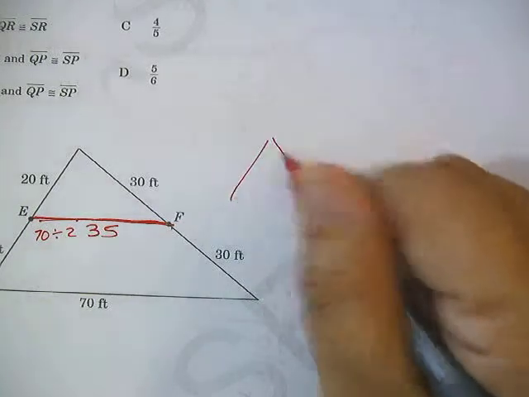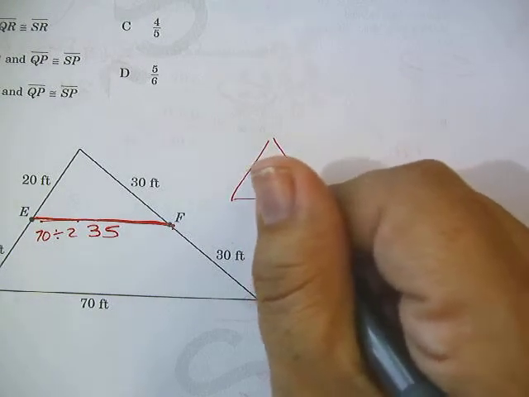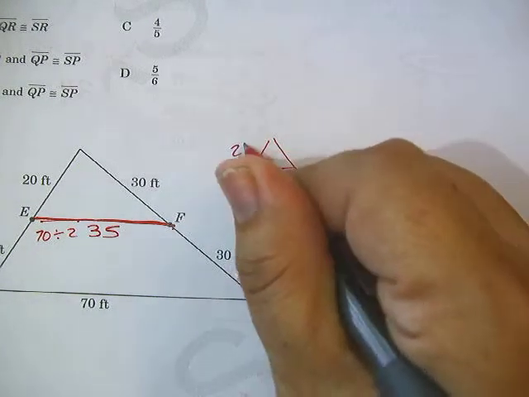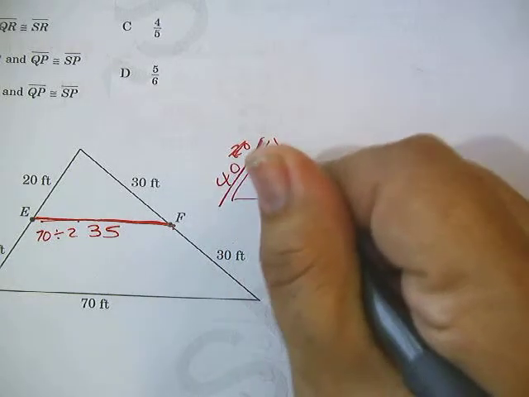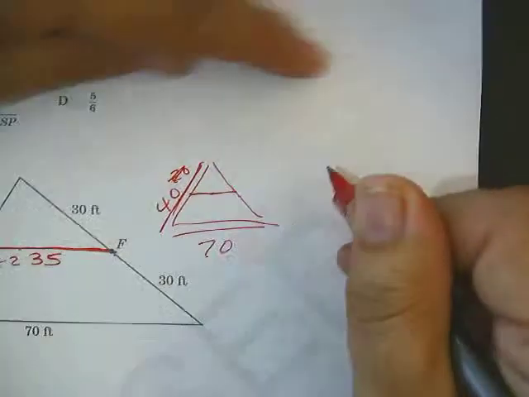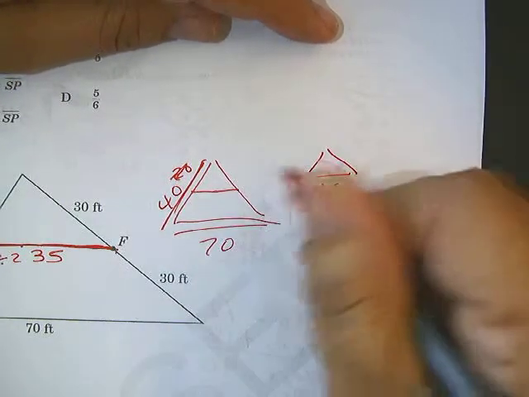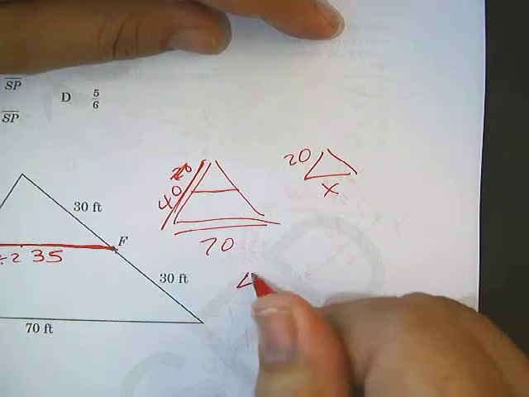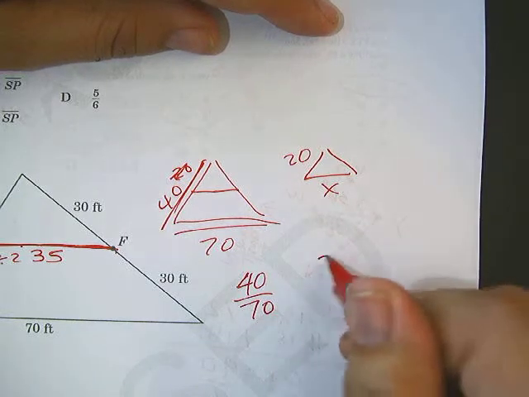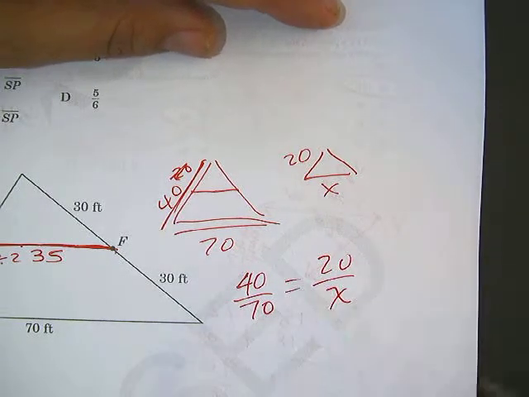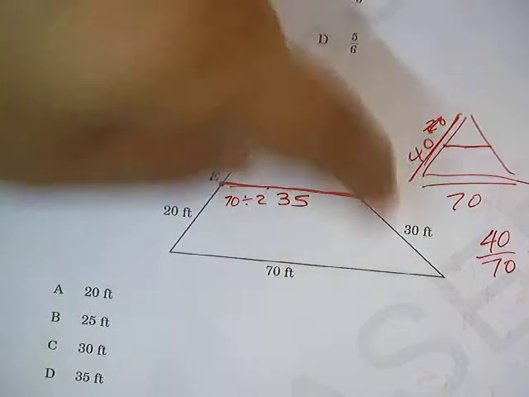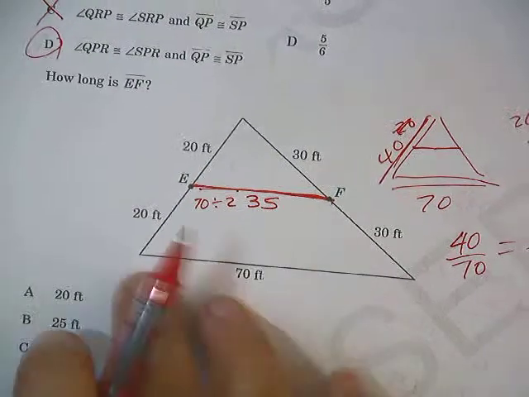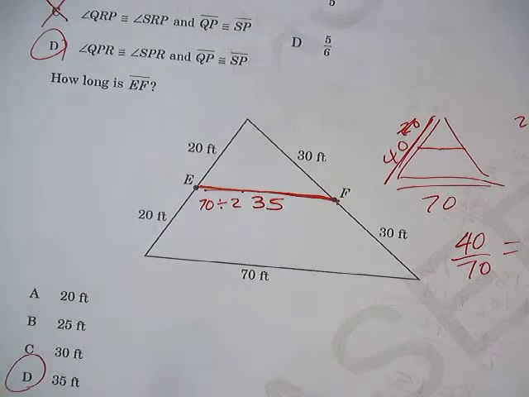If you had wanted to set up a proportion, you could have done that as well. You could have said, okay, do the big triangle, 20, so we make 40 the whole length here, 70 here, and then do the small triangle X and 20. So you could say 40 is to 70 as 20 is to X. And you see it's going to give you the same answer. You'll still get 35. But it sure is nice knowing about this mid-segment, and that it is just half of the base here. So the answer is D.